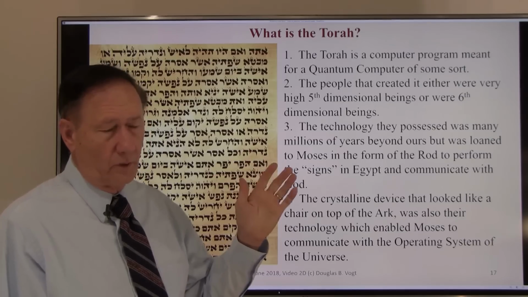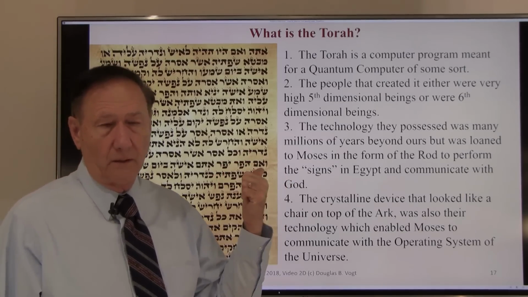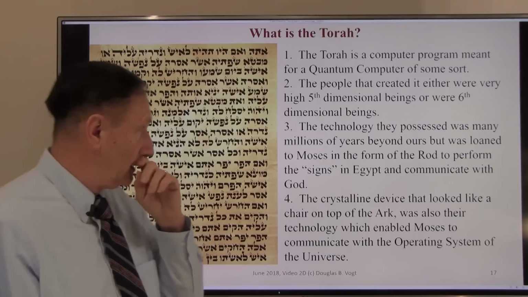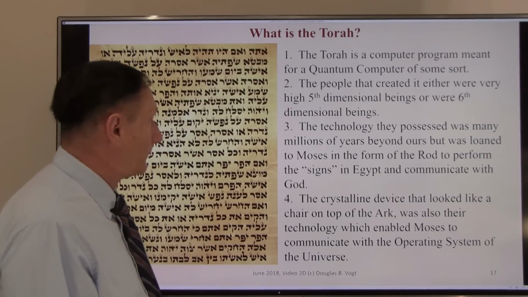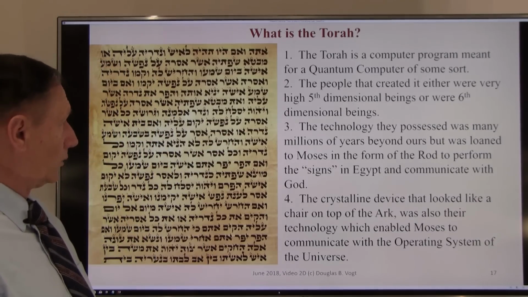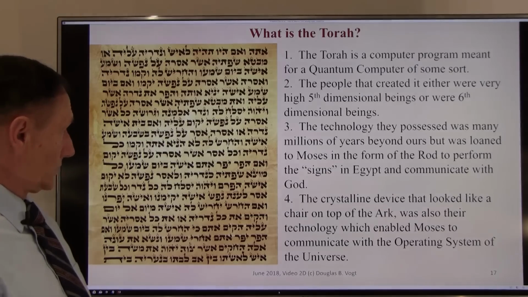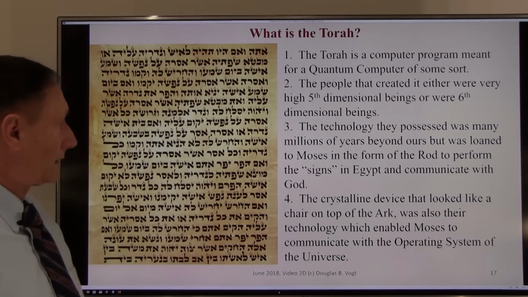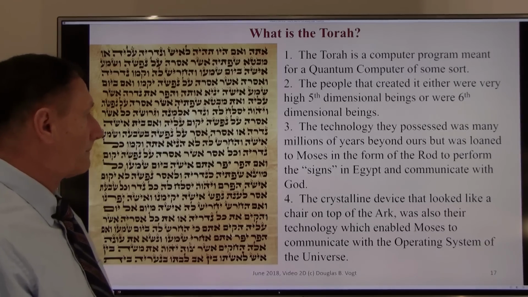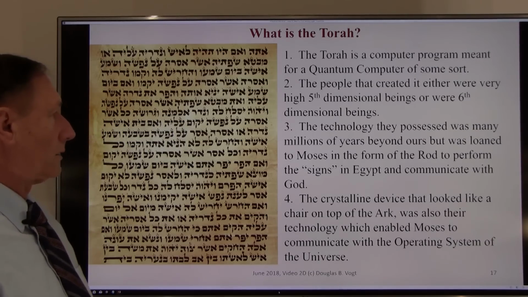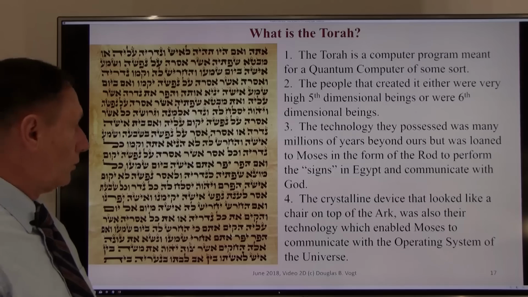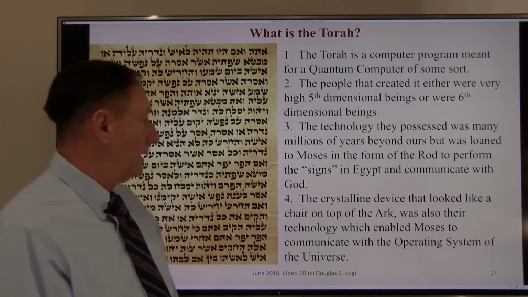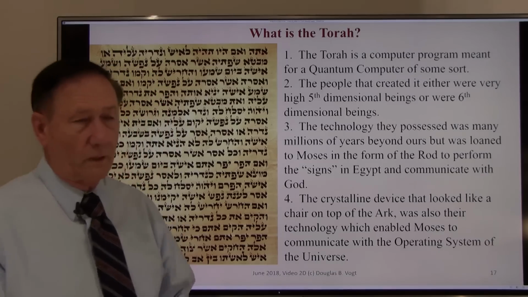I'm pretty sure, looking at the shape that the letters make, it's for a quantum computing, strictly a light-based computer. Two, the people that created it were either very highly advanced fifth-dimensional beings or sixth-dimensional beings. That's for sure. Three, the technology they possessed was many millions of years beyond ours, but was loaned to Moses in the form of the rod to perform the signs in Egypt and communicate with God.